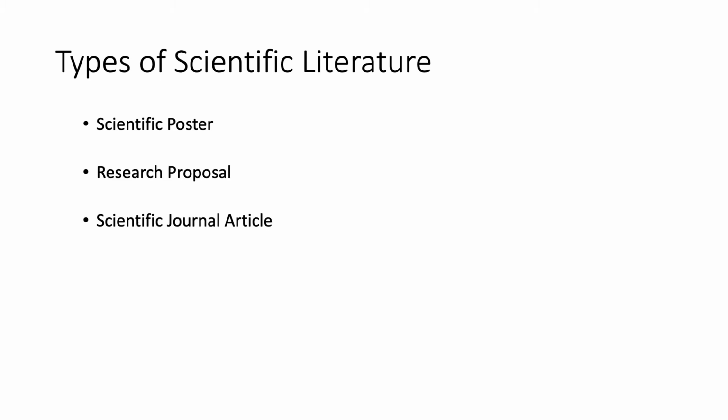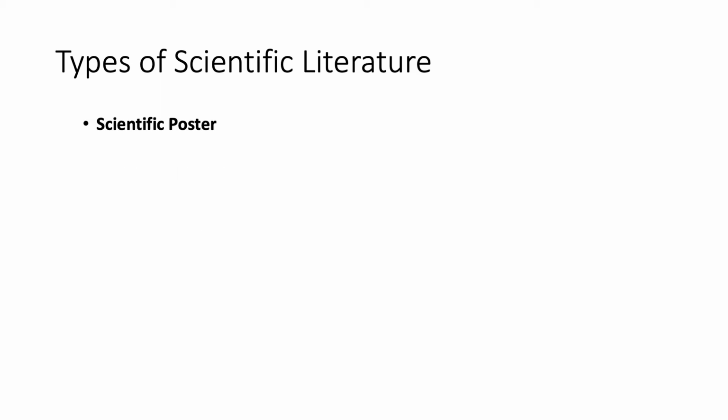There are different types of scientific literature, and these are written with different purposes and aim at very different audiences. We have scientific posters, research proposals, scientific journal articles that are subdivided in different styles, as well as science articles that are written for a general audience.